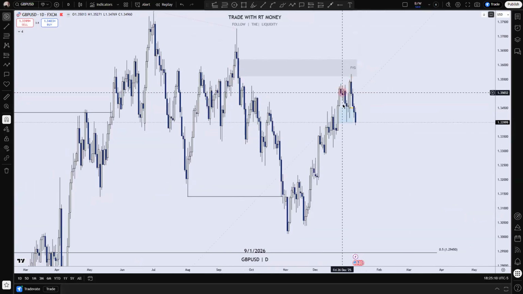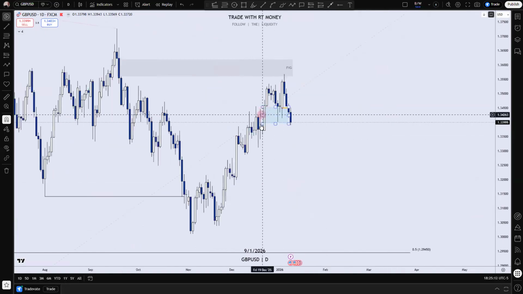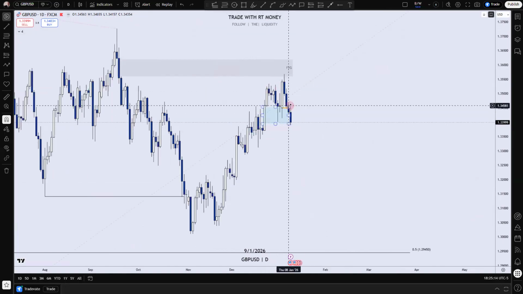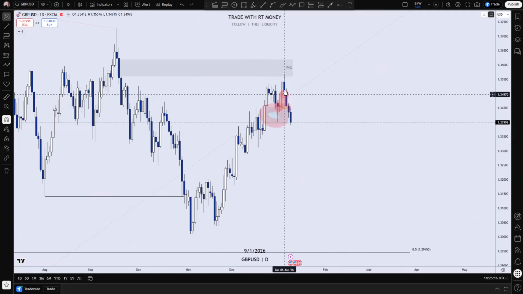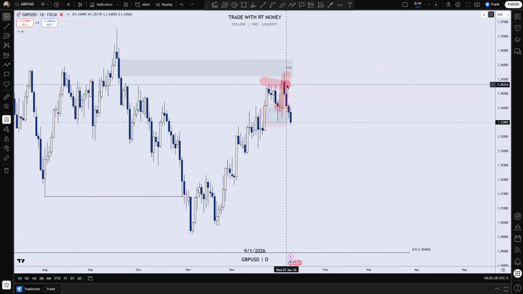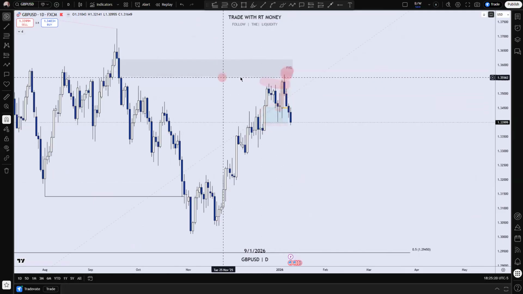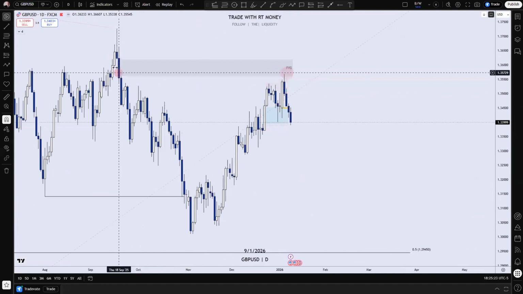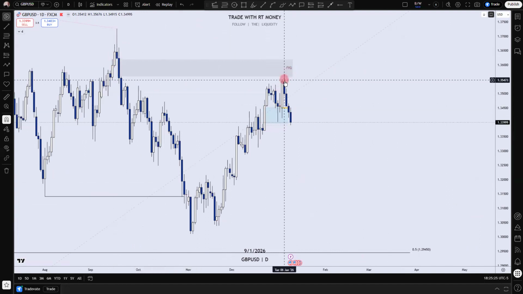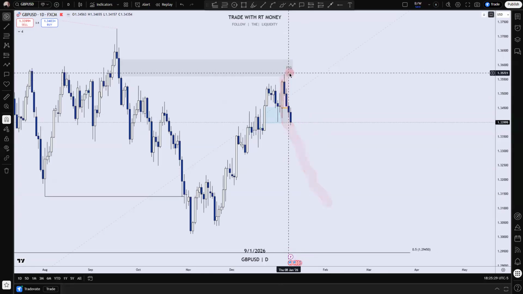I said, what would not surprise me is if the market uses this fair value gap. I said we could see the market take out these highs and give us a reaction from the fair value gap, and then we could see the market start to push down. That's exactly what happened. All right.